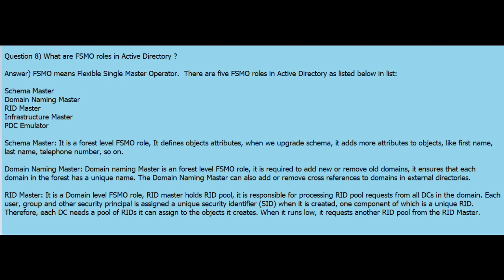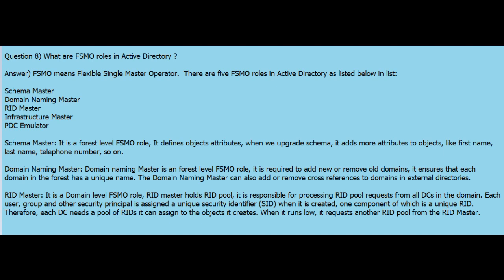Domain Naming Master is a forest-level FSMO role. It is required to add new or remove old domains. It ensures that each domain in the forest has a unique name. The Domain Naming Master can also add or remove cross-references to domains in external directories.